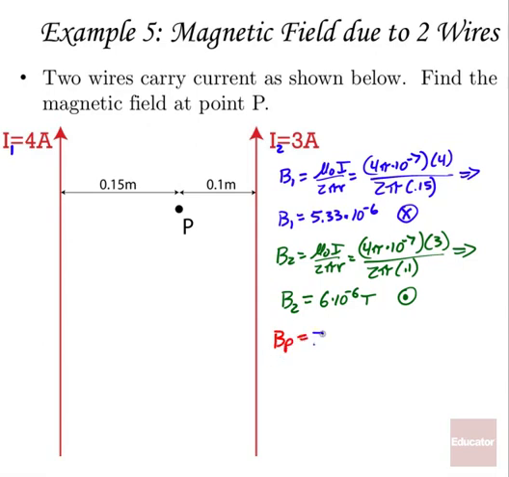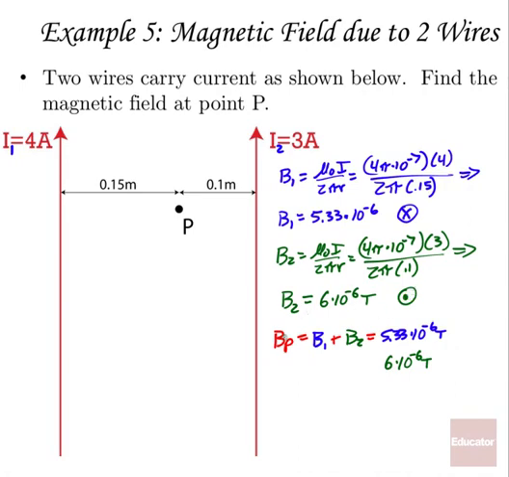that's going to be equal to the magnetic field strength due to 1 plus the magnetic field strength due to 2, which is going to be equal to, well, B1 was 5.33 times 10 to the minus 6 Tesla, and that's going into the page. And we also have this 6 times 10 to the minus 6 Tesla from B2 that is coming out of the page toward me.